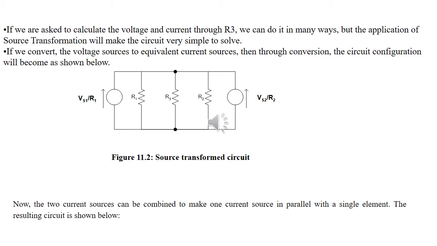If we convert the voltage sources Vs1 and Vs2 to equivalent current sources, then through conversion the circuit configuration will become as shown in the figure. Now in figure 11.2, we have two current sources with parallel resistance R1 and R2 respectively. Now the two current sources can be combined to make one current source in parallel with the single element. The resulting circuit is shown in the next slide.